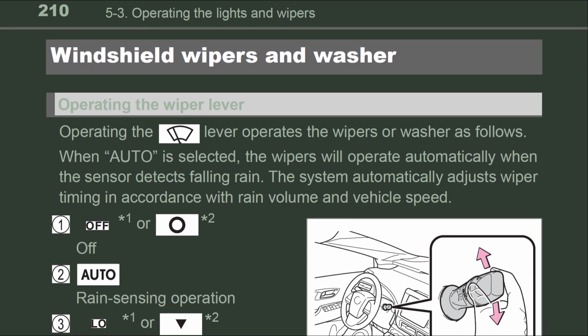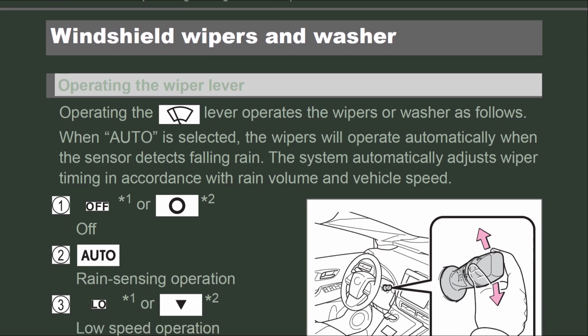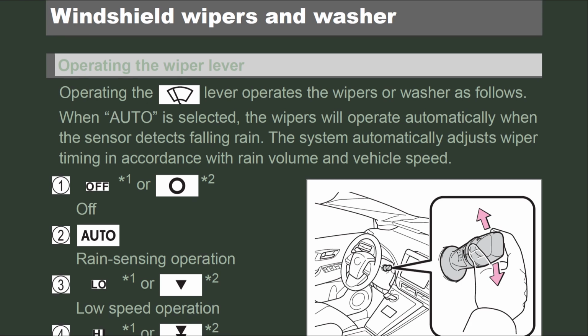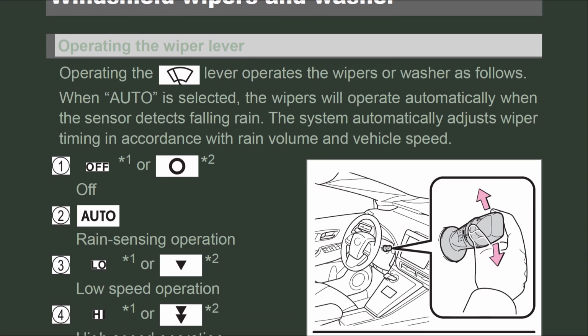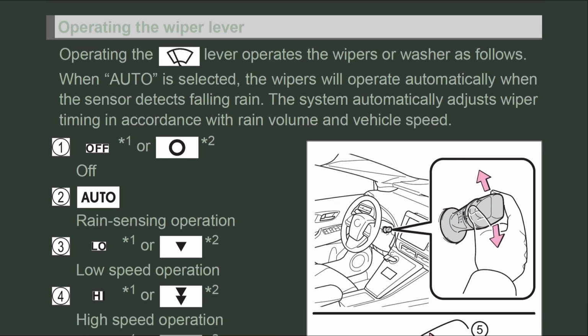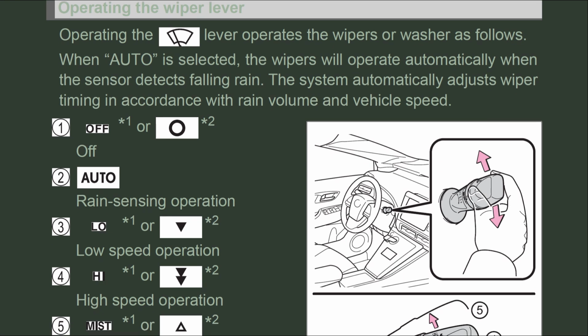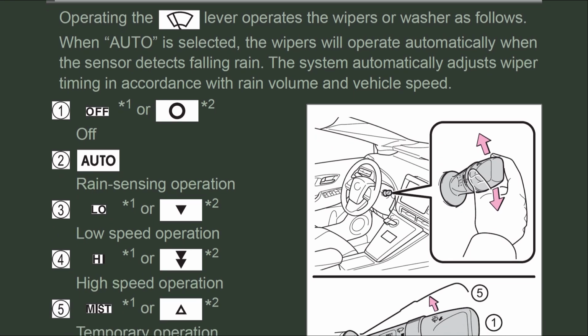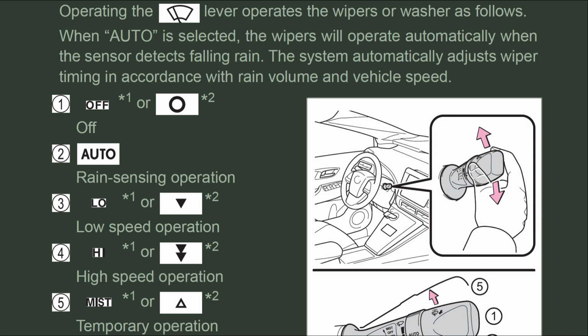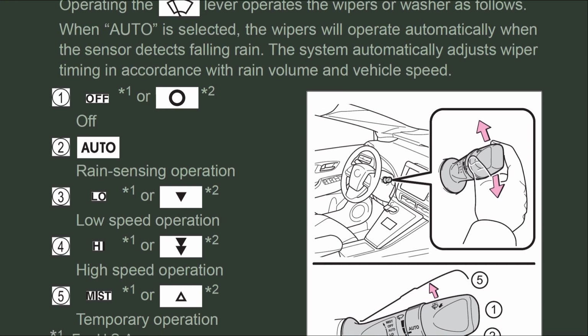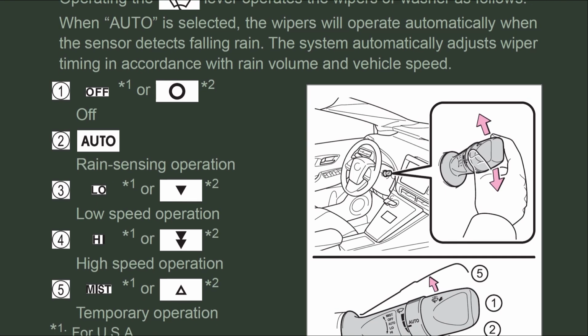210. 5.3. Operating the lights and wipers. Operating the lever operates the wipers or washer as follows. When Auto is selected, the wipers will operate automatically when the sensor detects falling rain. The system automatically adjusts wiper timing in accordance with rain volume and vehicle speed.